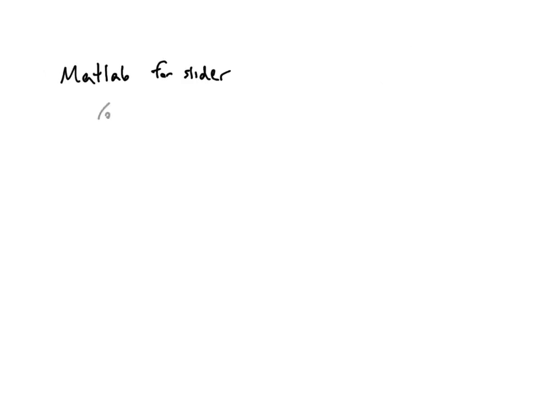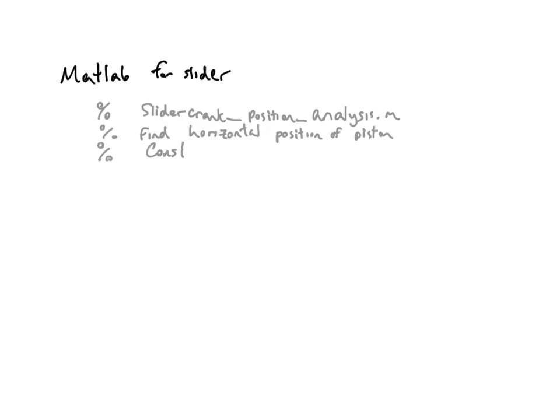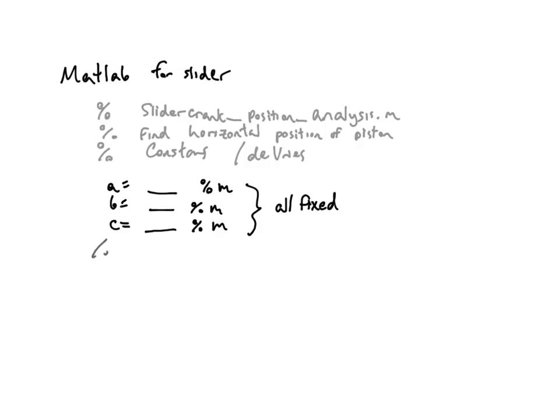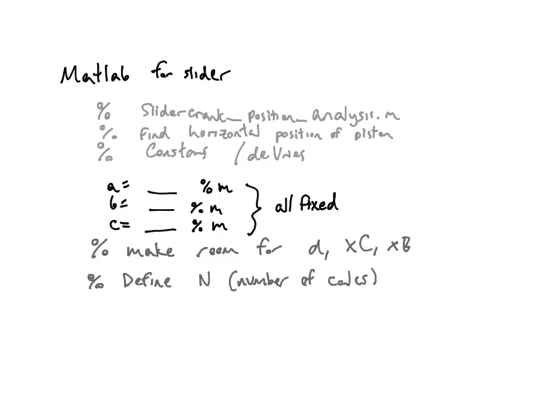So now we want to create MATLAB for the slider. First we have all of our front material. You might want to have your file name, give a little synopsis of what your file would do, and then write the authors' names. Then you could set some values for A, B, and C, based off of your design. Then you'd want to make room for D, your position of C, your position of B. You'd want to define your number n for the number of calcs, and then you create your little for loop that can find those calculations, and you could plot that.